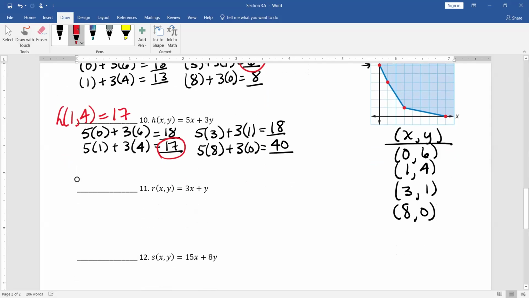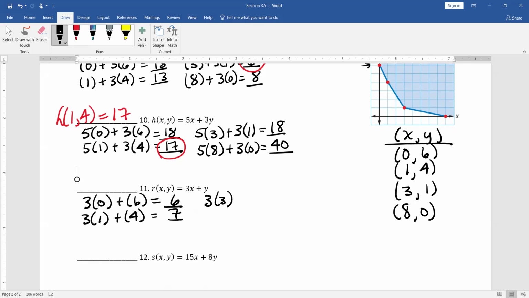All right, last few. Again, same process. 3 times 0 plus just y, so 6. 3 times 1 plus 4, 7. 3 times 3 plus 1 gives me 10. 8, 0, the 24. The solution is that first ordered pair. So this is R of ordered pair 0, 6.